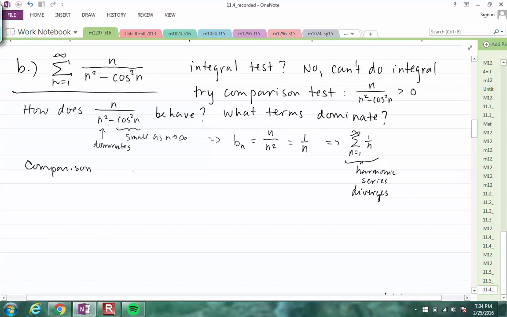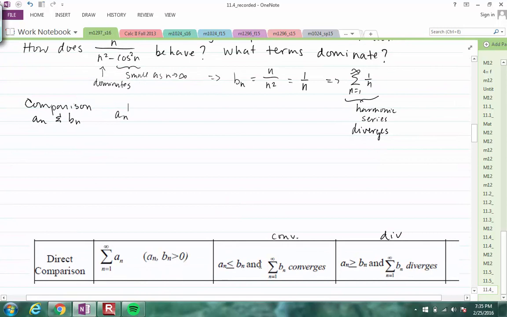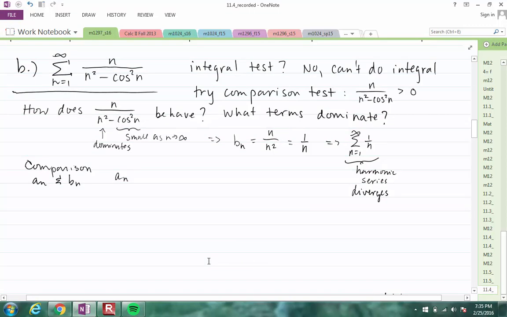I always like to write my a sub n first, although it doesn't matter. The nice thing, however, on the formula sheet, I'm just going to scroll down because I got it down here, is all these comparisons on the formula sheet do have the a sub n first, so that's probably a good idea, not just a personal preference, given that formula sheet. Anyway, my a sub n is n over n squared minus cosine of n squared.